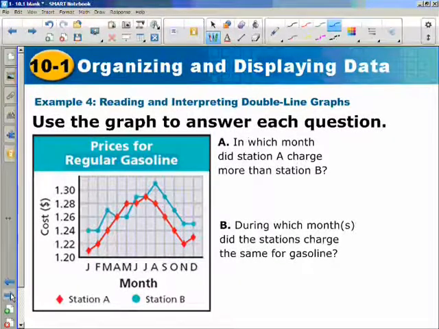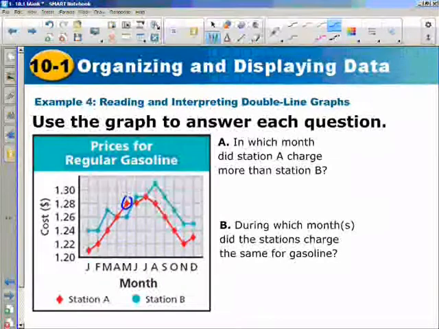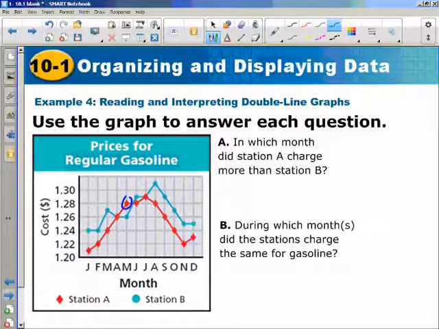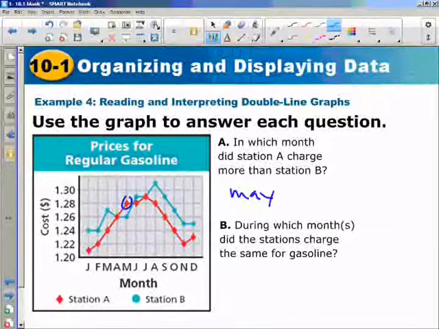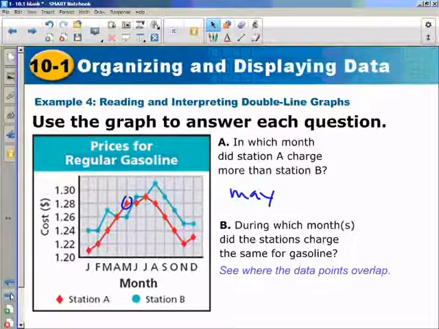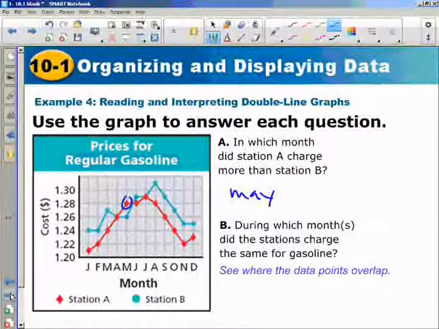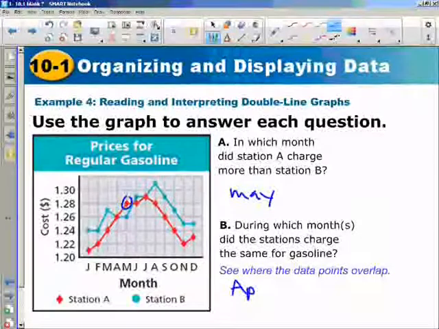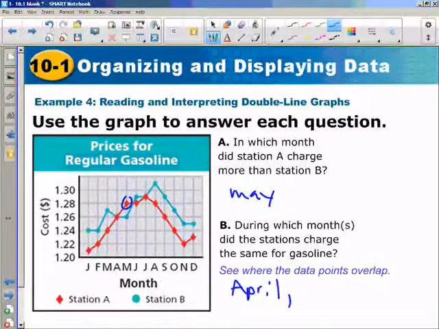not until, looks like April they were the same, so May and back to about the same in June, July, but it looks like May only. And during which months did the stations charge the same for gasoline? And here, to charge the same, we're looking at where the data points are overlapping. We talked about that a little bit. Looks like April, and again in July.